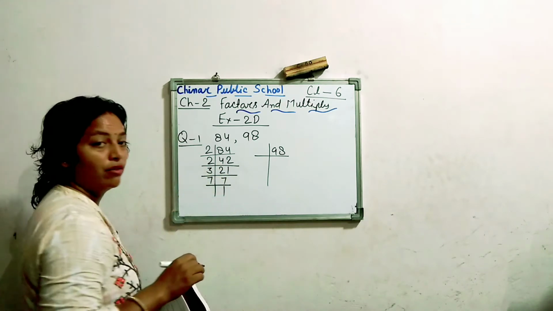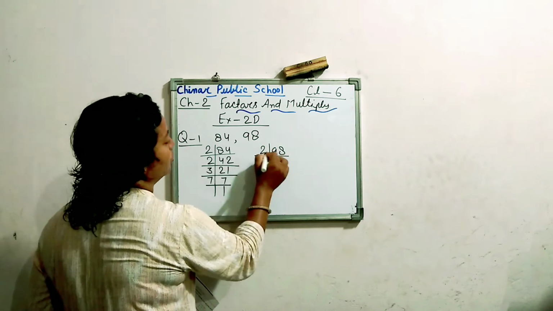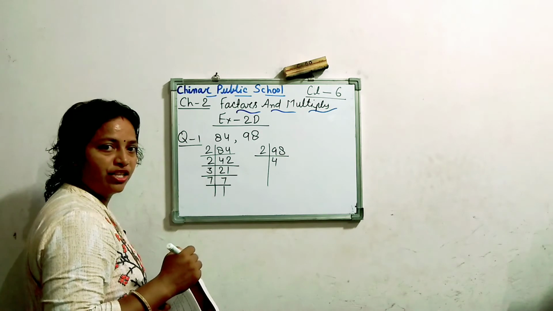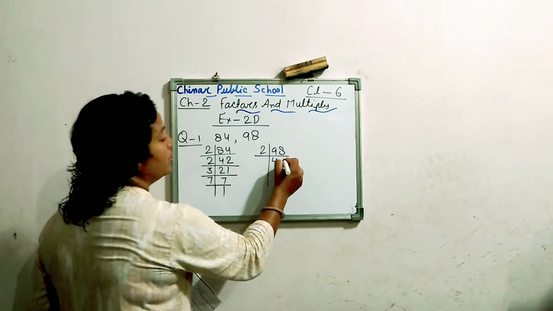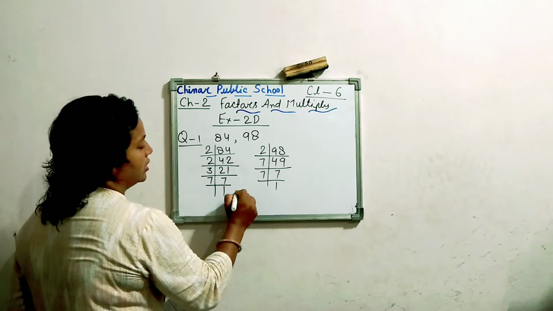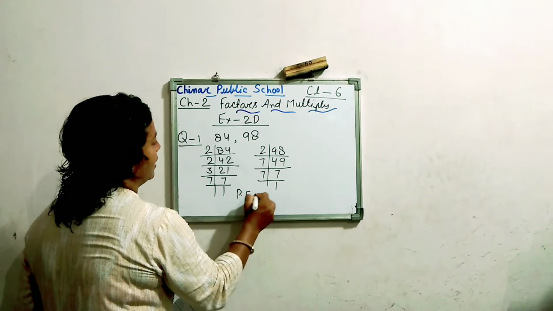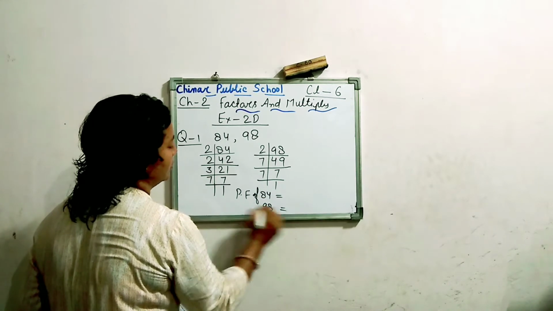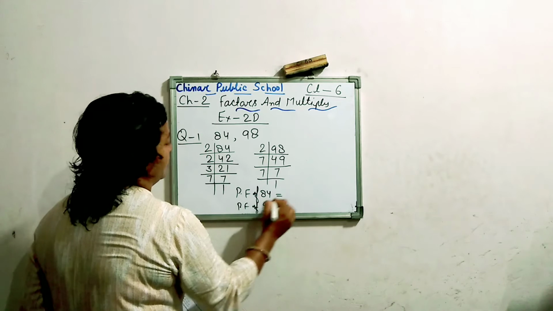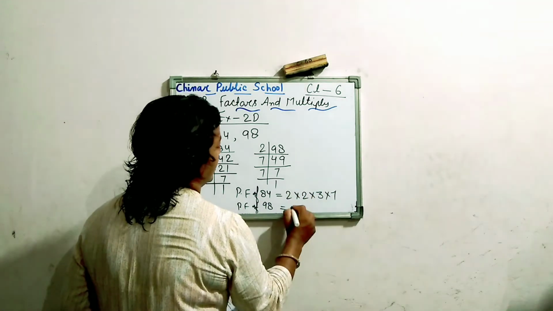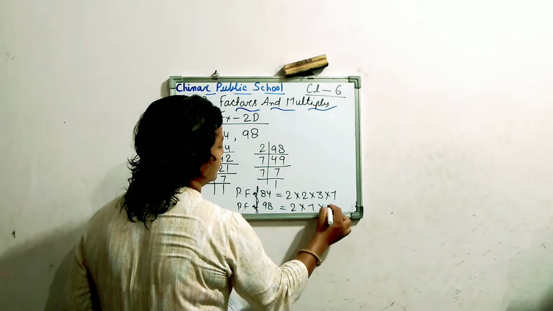Over, the prime factors of 84. Now again 2. 2 4s are 8, 1 left. 1 will go with 8, and 8 will change into 18. 2 9s are 18. Then 7 7s are 49, 7 1s are 7. List of the prime factors of 84 and 98. I am listing: 2 into 2 into 3 into 7, and 2 into 7 into 7.